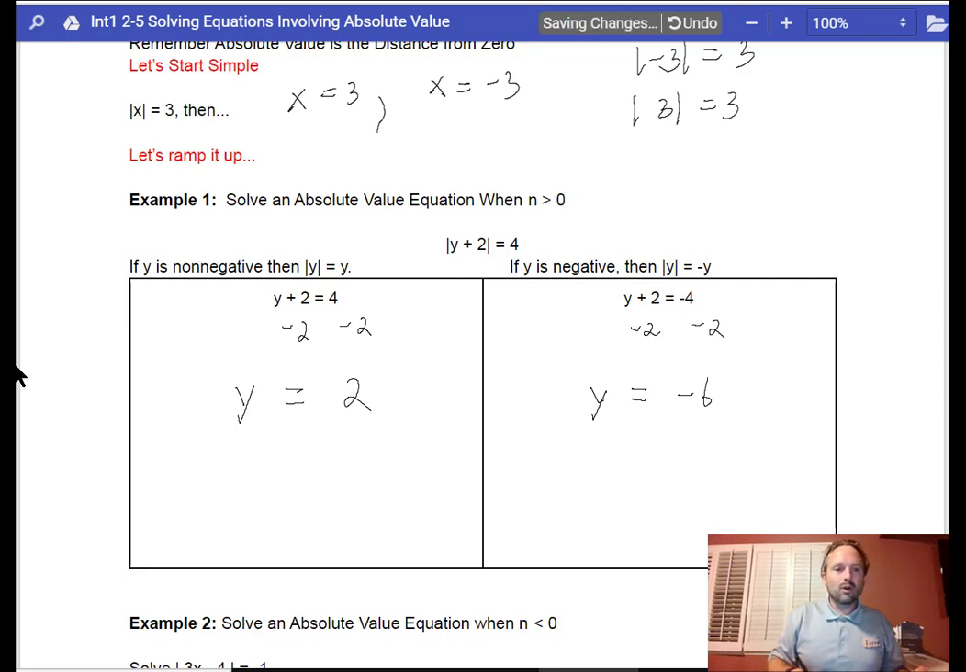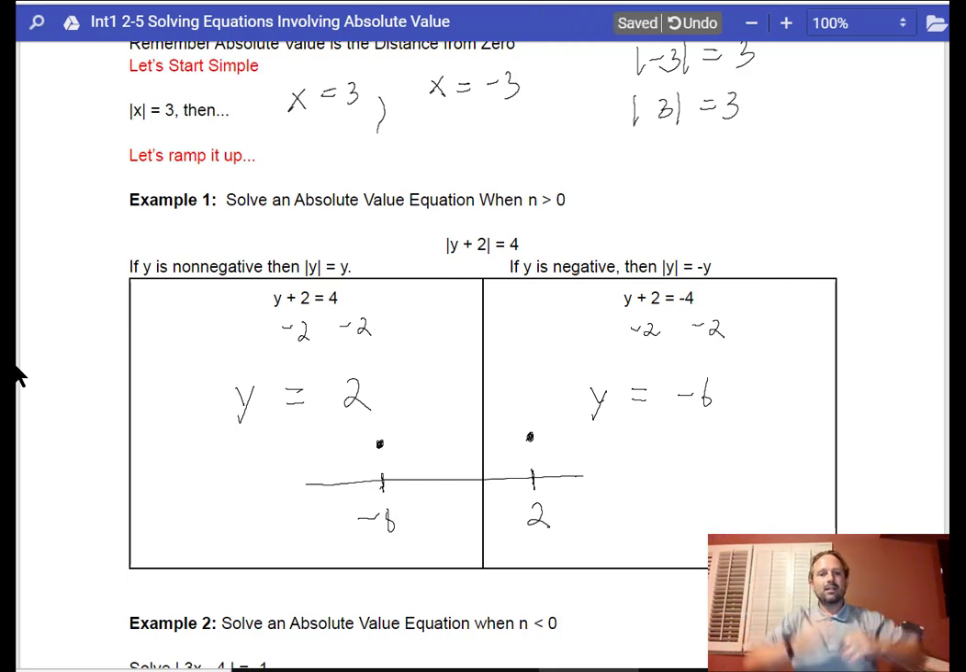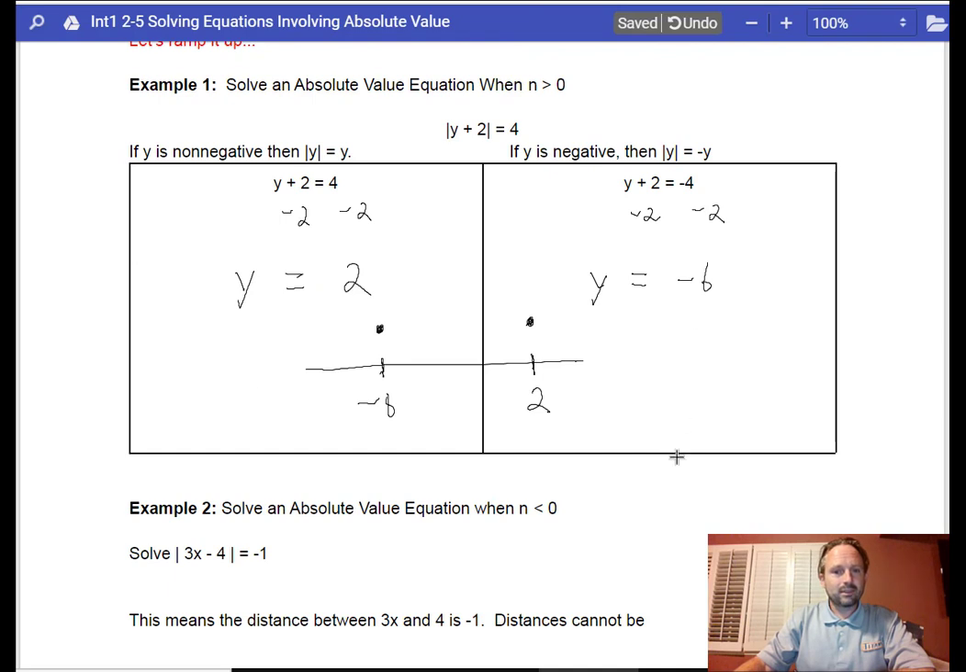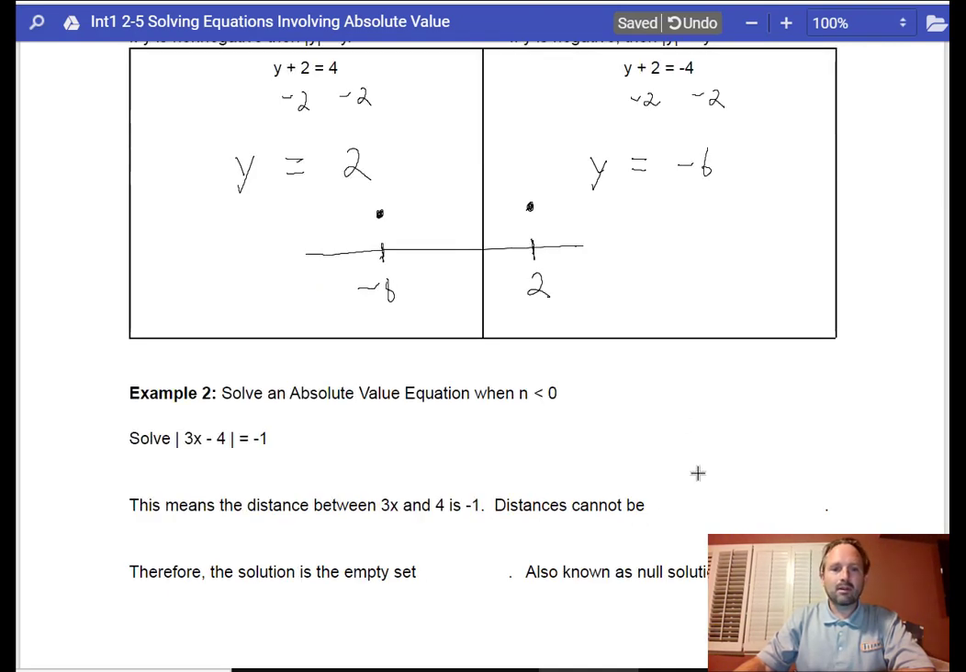If we were going to draw a number line, we would put 2 here, and over here we'd put -6, and we'd fill in a circle here and a circle here and say, hey look, here's our solution graphed. We have a point at 2 and a point at -6. Done.